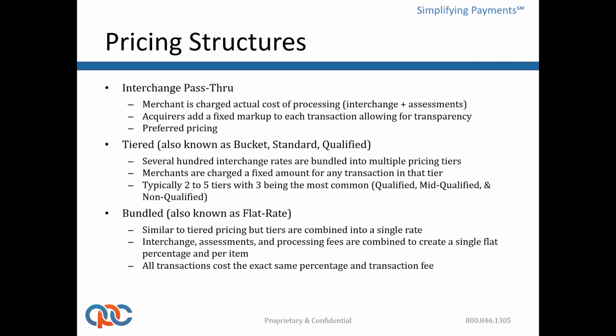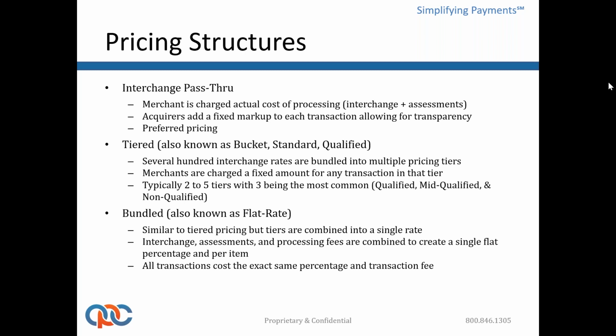The second pricing methodology is called tiered, where you get a couple of tiers. Typically, you see 3 tiers: qualified, mid-qualified, non-qualified. And what processors do is they bucket a group of interchange rates and deem them as qualified, deem others as mid-qualified, deem the rest as non-qualified. And with each subsequent tier, they basically add a higher markup. So markups with tiered pricing tend to be different versus interchange pass-through, where you have a uniform markup across all interchange categories.